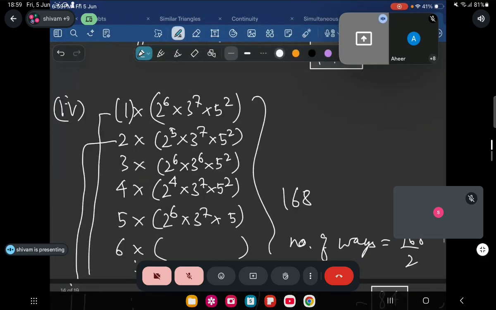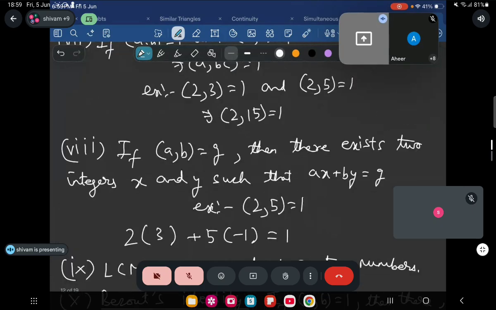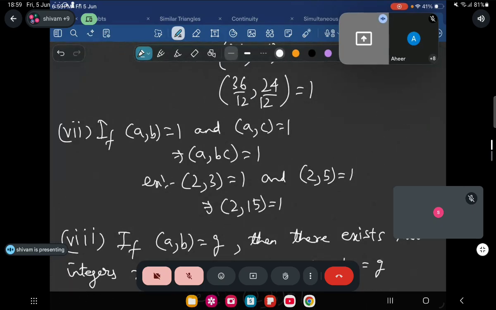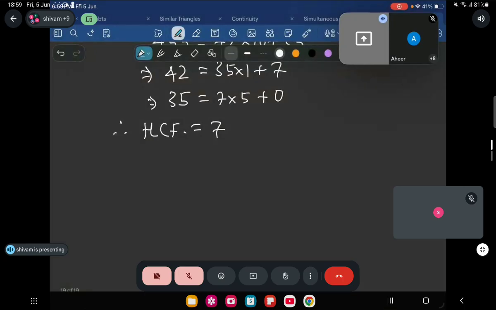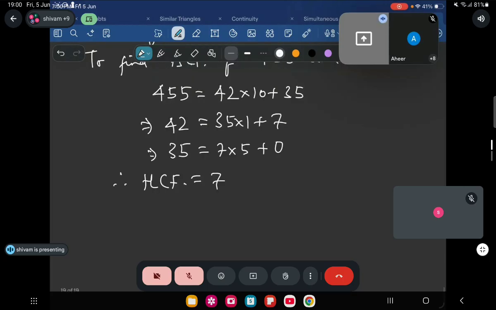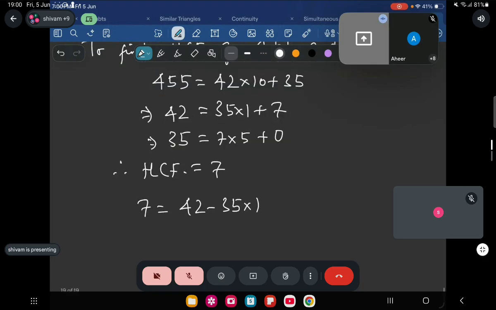Now, do you remember last day I taught you one property of HCF? That GCD of a and b is equal to G, there exist some integers x and y such that ax plus by is equal to G. See how we can find x and y. You start with the second last step, that is 7. Can I write 7 is equal to 42 minus 35 into 1? Are you getting it, Aviraj? Yes, sir, from the second step.